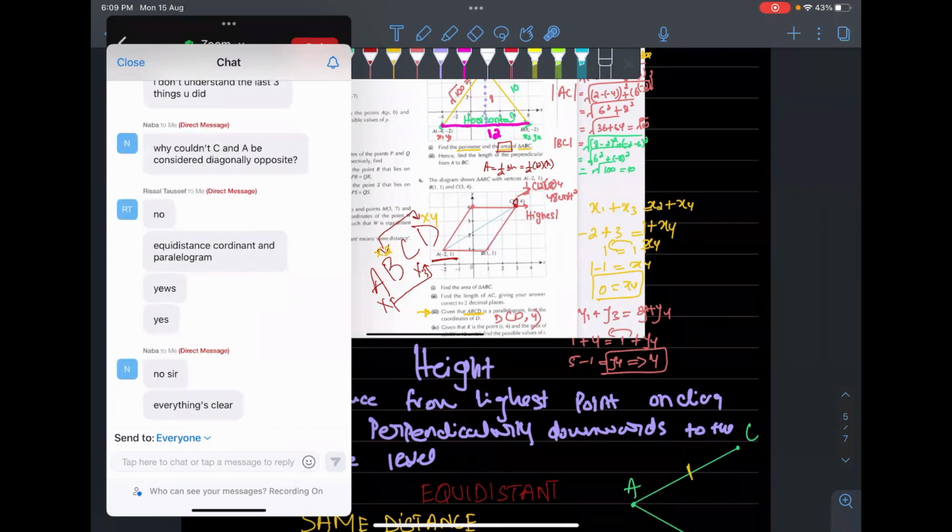Now let's revise one more thing about parallelogram. The concept that I've given you about parallelogram is also applicable on squares and rectangles. Please write that down.